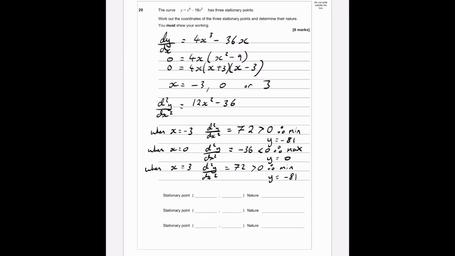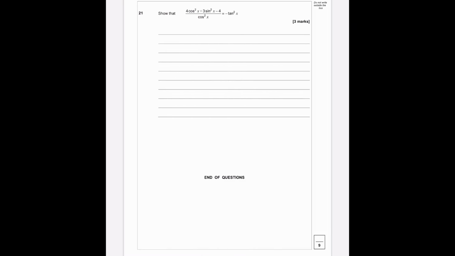So our stationary points are going to be negative 3, negative 81, which is a minimum. It's going to be 0, 0, which is a maximum, and it's going to be 3, negative 81, which is a minimum. And that is how we would expect a quartic curve to look. If you've got a visual in your head, that should sound right.